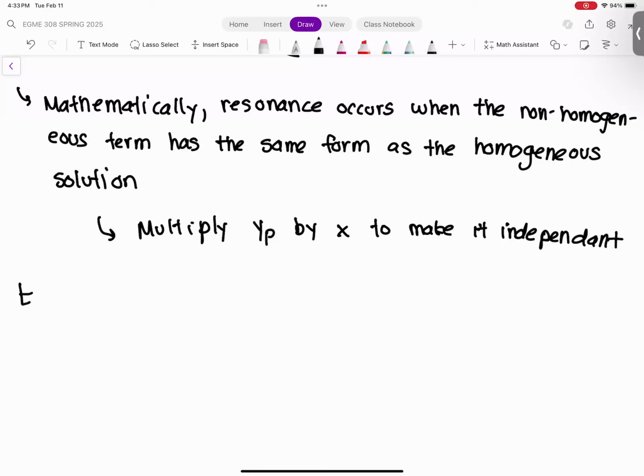Okay. So let me give you a very simple example that shows you how resonance can occur. So let's take this second order equation. Let's say we have y double prime plus 9y equal to cosine of 3x. So let's solve for the solution to this problem here.